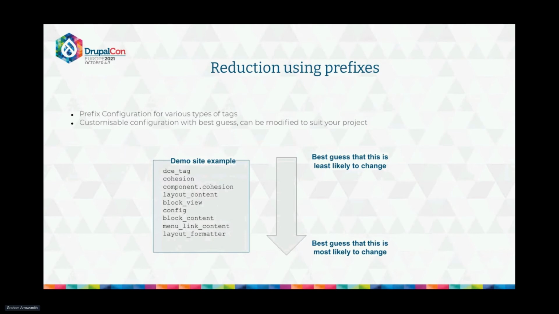So we created a prefix configuration for various types of tags. This configuration was created as a best guess of what's less likely to change and which will be common to many pages. As we can see, there are many tags which we have added here, and these tags made up our setting. And after that, now let's look at how we use this setting.